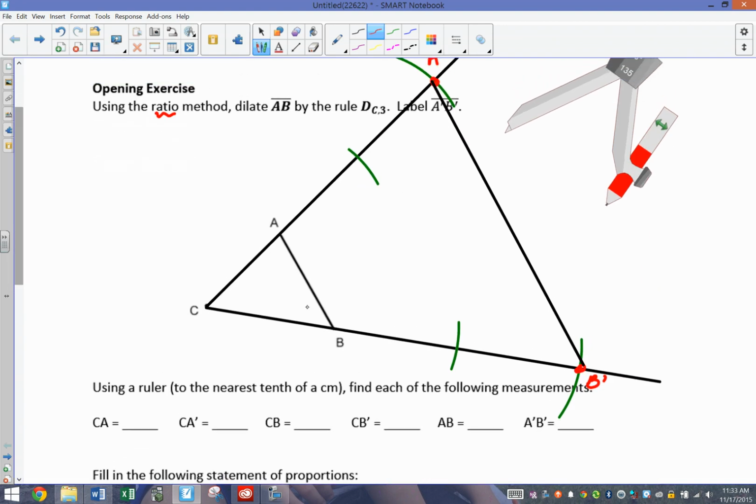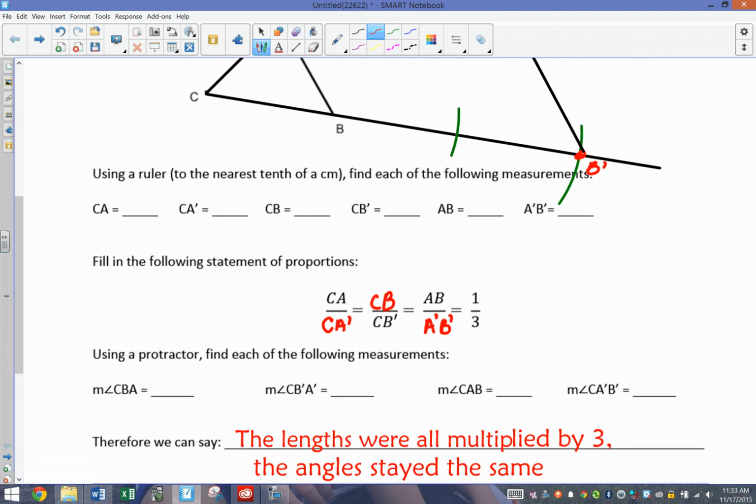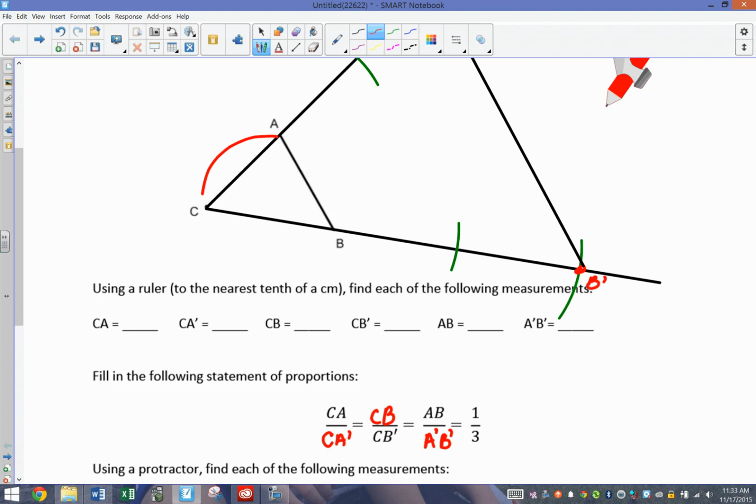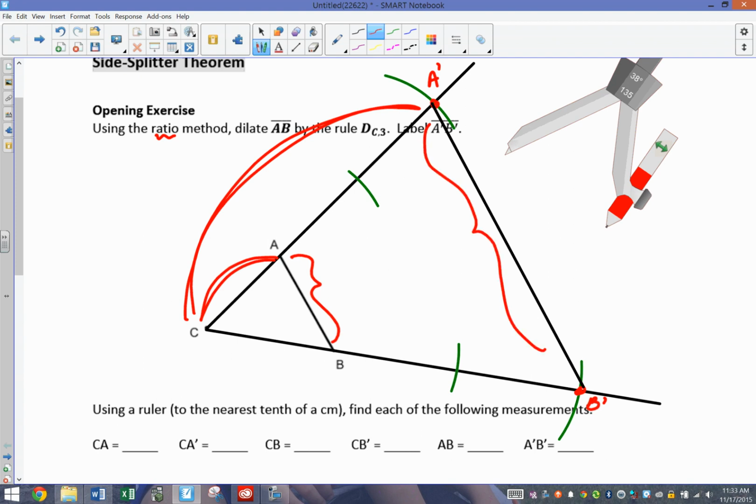So basically what happened here is I got AB here, I got A prime B prime there. If we were to find all the measurements, you would see that CA, this distance right here, when compared with CA prime, this distance right here, they have a ratio of 1 to 3. CA prime is 3 times bigger than CA, and you'd also find out that AB versus A prime B prime has a ratio of 1 to 3.